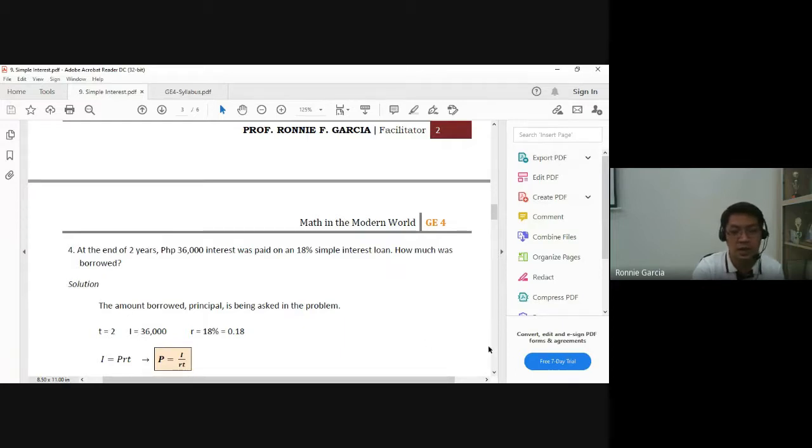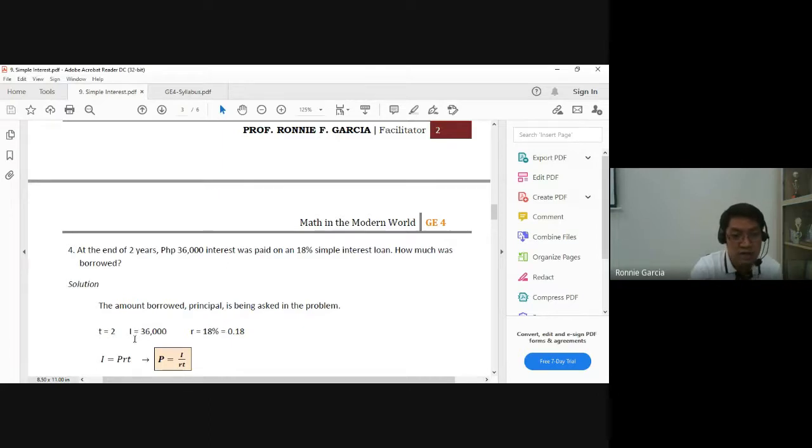Let's see kung naka-kuha ba mo ani nga answer. Or kung wala ninyo nakuha ang formula, pwede man pud nimo i-substitute na lang diretso ang katong I nga 36,000 pesos. By the way, ang 36,000 pesos diri kay this is not the principal. This is the amount of interest kay gibutang sa problem. At the end of 2 years, 36,000 interest. So gi-specify niya nga kining 36,000 interest ni siya. So that will be substituted to I. While 2 years will be substituted to T, and 18% or 0.18 will be substituted to R.